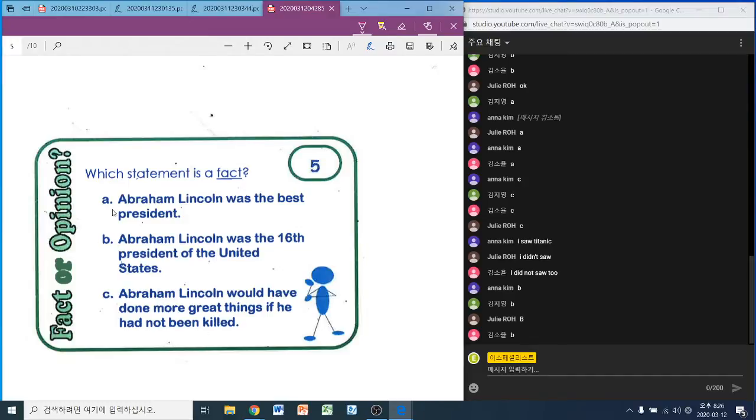Okay. Which statement is a fact? Which one? A, B, or C? Write down your answer, but don't send it. Ready? 3, 2, 1. Send your answer. Which one is a fact?